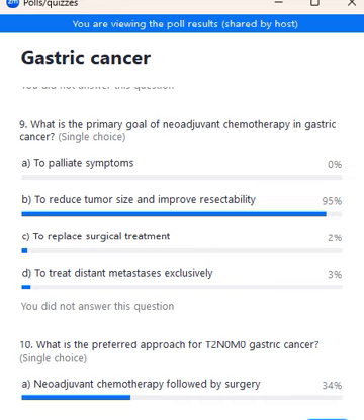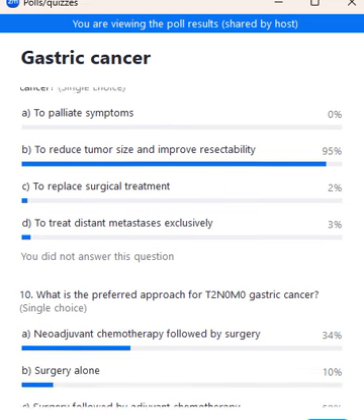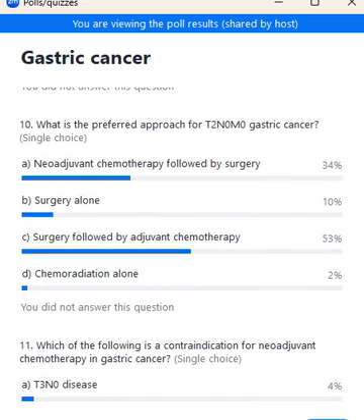Question number 10. What is the preferred approach for T2N0M0 gastric cancer? Option A was neoadjuvant chemotherapy followed by surgery. Option B was surgery alone. Option C, surgery followed by adjuvant chemotherapy. Option D, chemoradiation. Here the correct answer is option A, neoadjuvant chemotherapy followed by surgery.